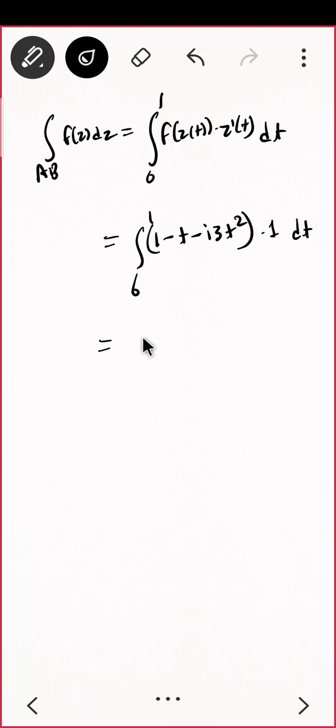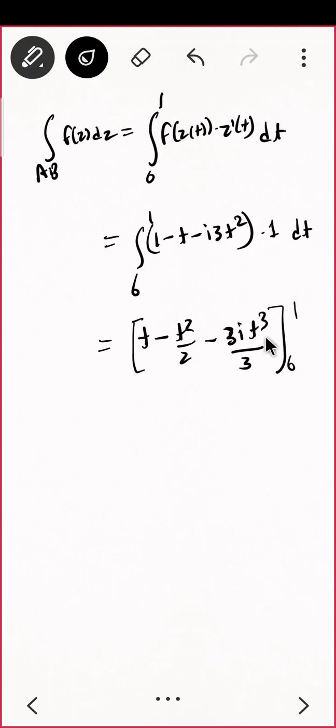So this will be t minus t square by 2 minus 3i t cube by 3, and that integration is from 0 to 1. Putting 1, we get 1 minus 1 by 2 minus 3i by 3. So 3 is gone. This is 1 by 2 minus i. Just quickly verify.